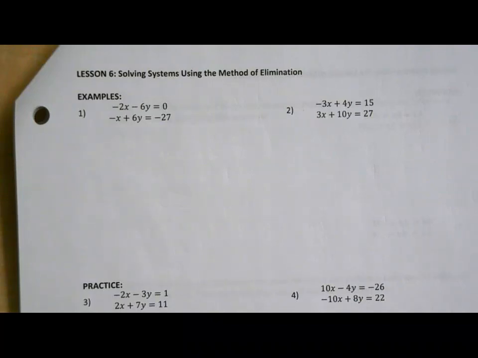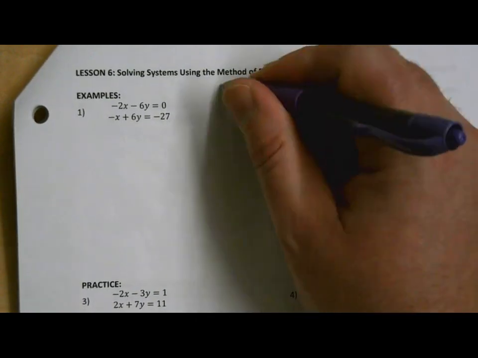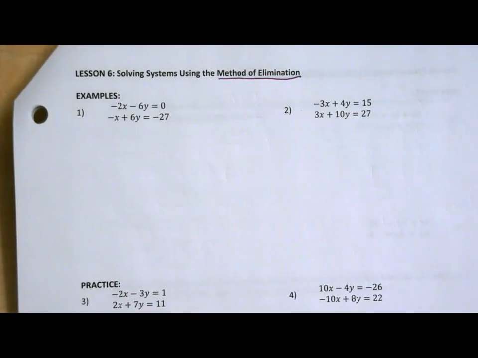Okay, so today we're learning our fourth method for solving systems. This one is the method of elimination. This is my favorite of the four because it tends to go the quickest, at least the initial step goes the quickest. So here's the big idea.